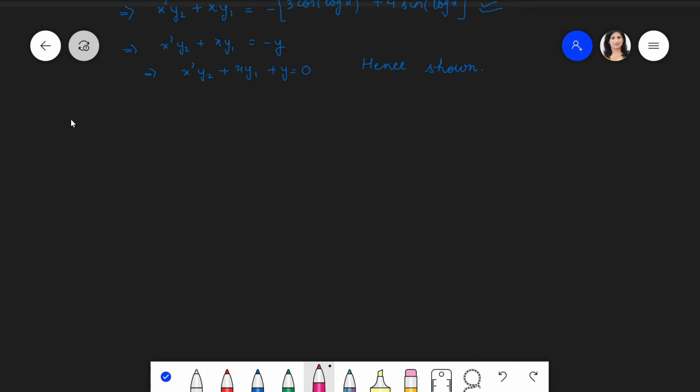So next we'll try out another important question, that is question number 14. If y is equal to a e to the power mx plus b e to the power nx, then again show that d2y by dx square minus m plus n dy by dx plus mny is 0.